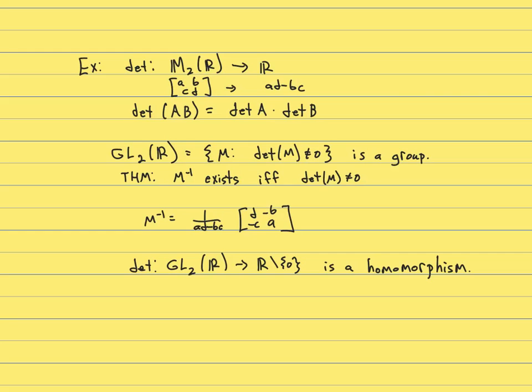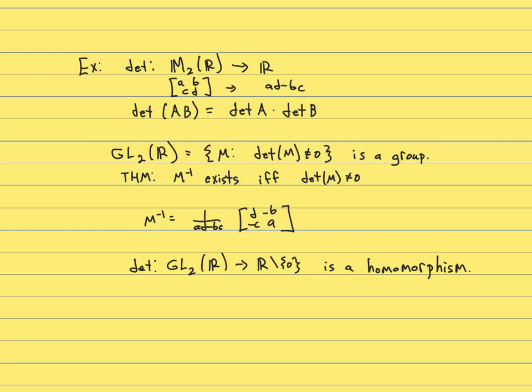As one other example of a homomorphism, consider the determinant map. Given a 2 by 2 matrix, the determinant is the product of the diagonal entries minus the product of the anti-diagonal entries. It's a theorem from linear algebra, and you can prove it directly if you want, that the determinant of the product of two matrices is the product of the determinants.